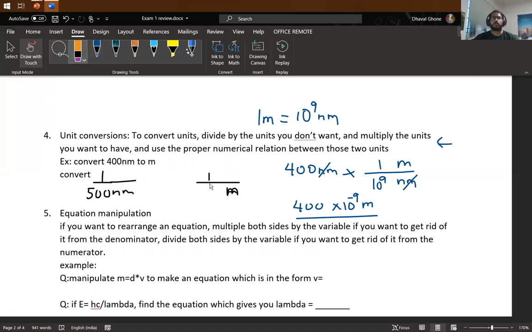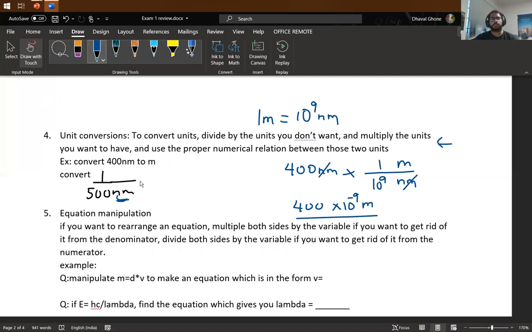Okay, one more question. The question here is, can you convert 1 over 500 nanometers? So this nanometer is in the denominator now, not in the numerator. Can you convert this to meters? Go ahead and pause the video at this point and come back to it when you're done solving.